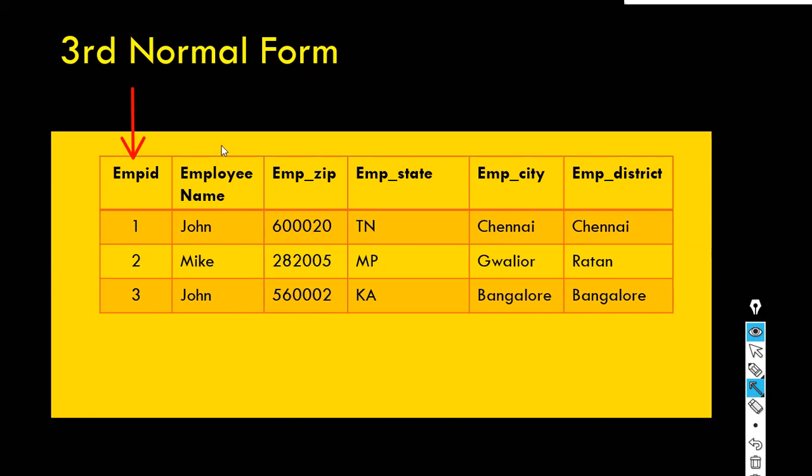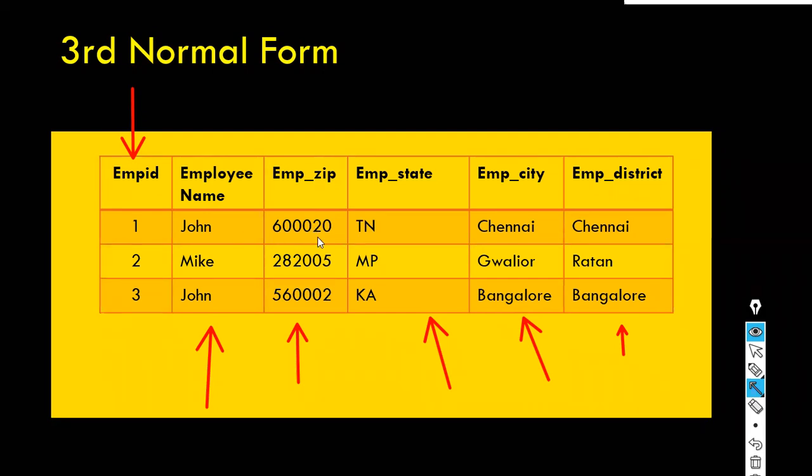Okay, so this is a non-key column. Which one? This is a key column. This is a non-key column. These are all non-key columns. The employee name is a non-key column. It is fully dependent on employee ID. Very good. Employee zip also, right? Employee zip is somewhat, okay, we can have it here.